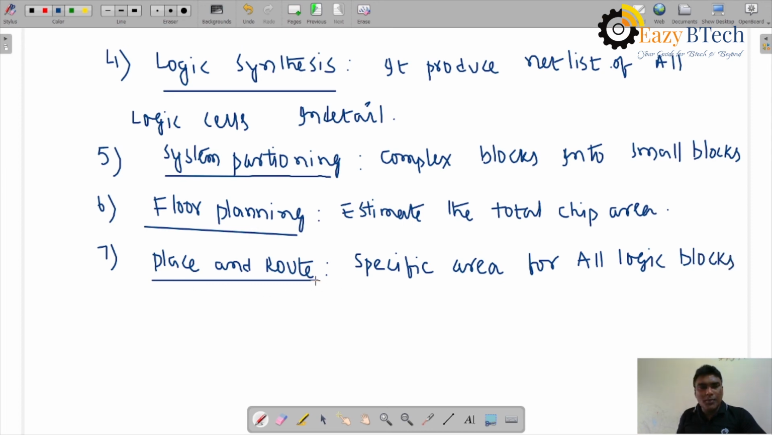Okay, that is nothing but place and route. Placement and routing means a specific area is allotted for all the logic blocks. So routing is allotted, and a specific place is allotted for the logic blocks. So this is the seventh step in the designing process, right?